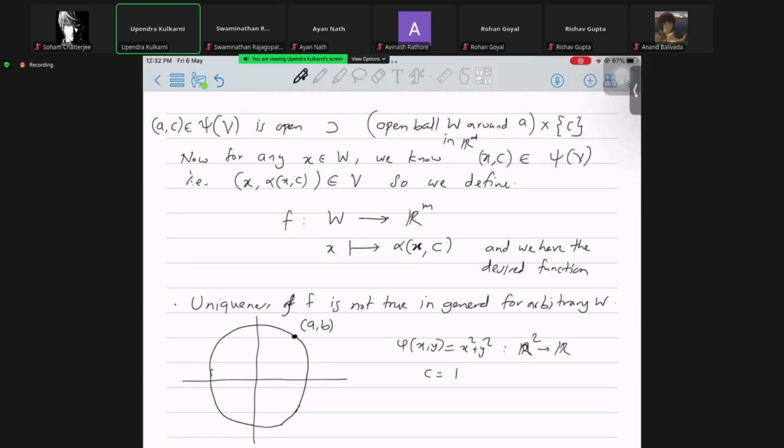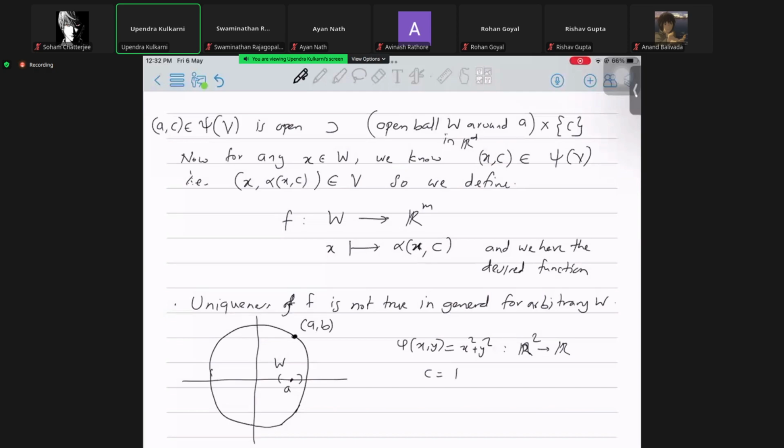So let's see what is required to be done. I want to be able to solve for the y coordinate in terms of the x coordinate near the point a. So this is the point a. So what do I take W to be? I'm supposed to take W to be some open set containing a, right? So let us say I take it to be this set, a minus epsilon to a plus epsilon, and let's call this W.